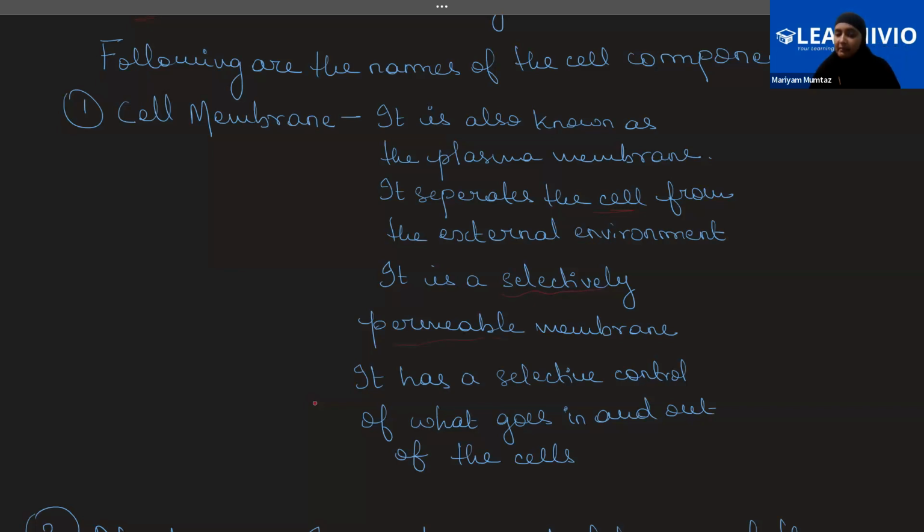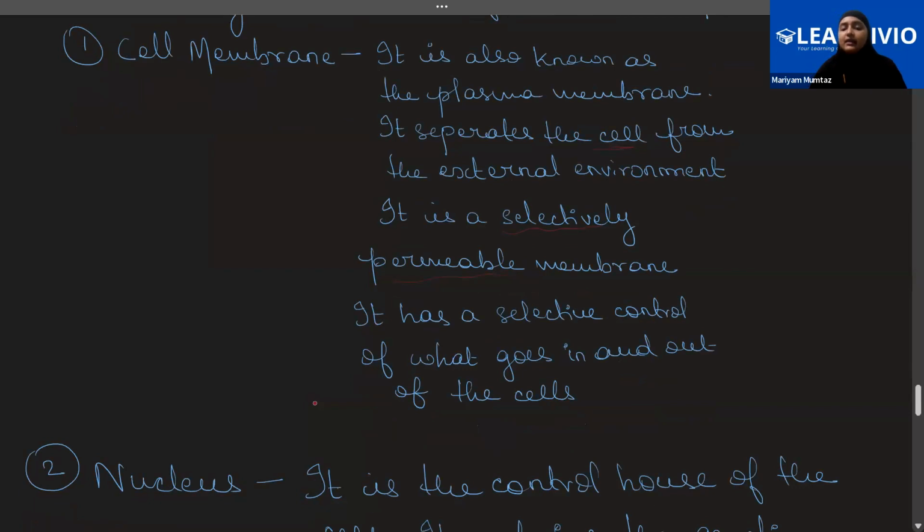Selectively permeable membrane. What do you understand by selectively permeable? It only lets a few substances in and a few substances out. Very good. Specific. Exactly. And see, I have written here only, right? It has a selective control of what goes in and out of the cell. That is why the plasma membrane, whether in the case of a plant cell or an animal cell, will be selectively permeable in nature.